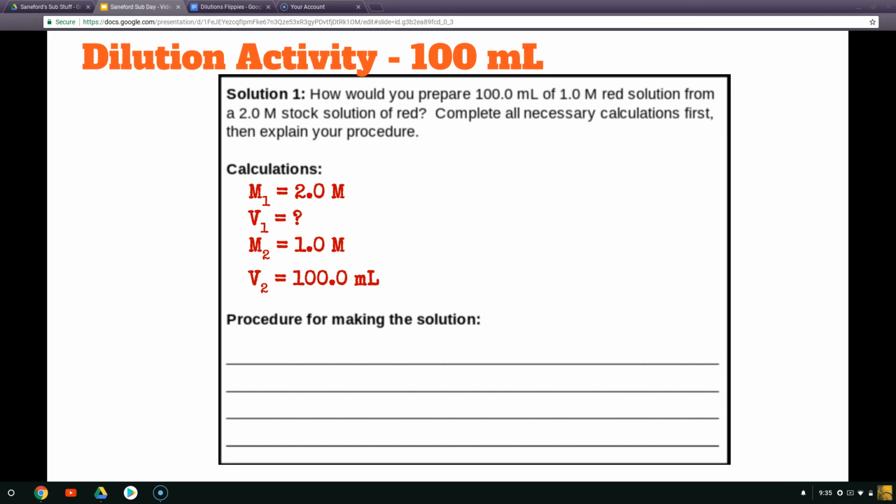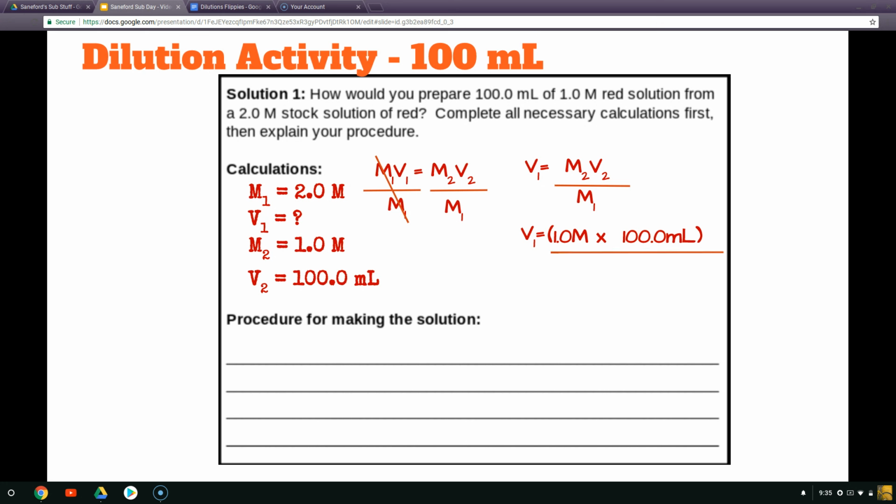So we use our formula, M1 V1 equals M2 V2. We're trying to find V1, so that's isolated. Divide both sides by M1, cross off on the left, get a new formula, plug in some values. M2 is 1 molar, V2 is 100 milliliters, divided by that original stock solution concentration, 2 molar, right? Do the multiplication, then the division, we get 50 milliliters.